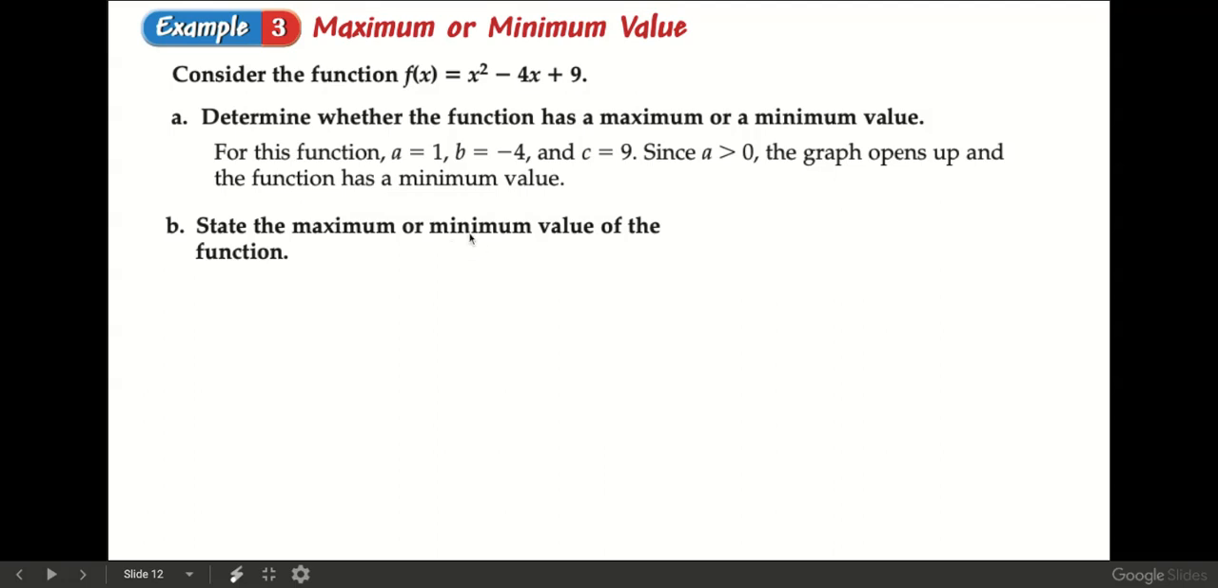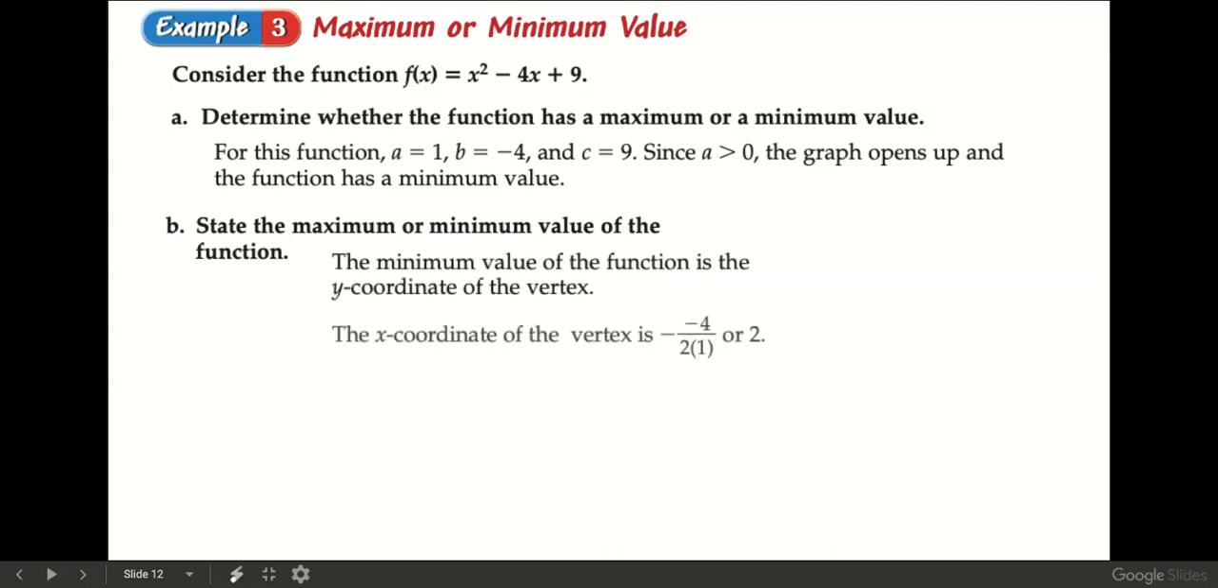So basically what I have to find is the y coordinate of the vertex, because I know the vertex is a minimum. So I have to find out what is the y value. What is that lowest y value that it's going to have? So the minimum value of the function is the y coordinate of the vertex. And I know the x coordinate of the vertex is going to fall at the axis of symmetry. So remember negative b over 2a. So negative b, I know b is negative 4 and a is 1. When I calculate this out, I get this double negative here, which turns to a positive. And then 4 divided by 2 is going to give me 2. So I know that my vertex has an x coordinate of 2.